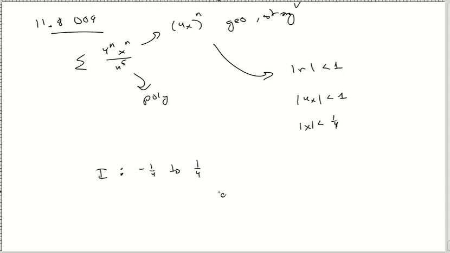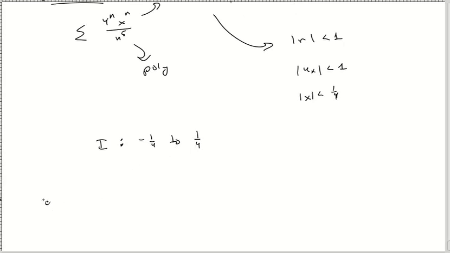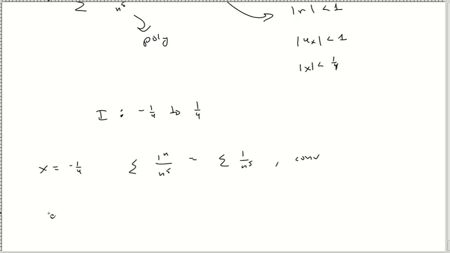And there you go. Now I got a question for you. Does it actually work at negative 1/4 and positive 1/4? The only way to know is if I actually plug those in individually. So I'm going to plug this in and see what happens. So I got summation basically of 1 to the n over n to the 5th. And that's just going to be my p series, but p is equal to 5, so it definitely converges and everybody likes it.